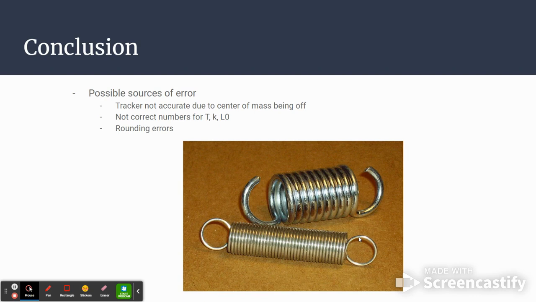Conclusion of the lab, possible sources of error: Tracker not accurate due to the center of mass being off when you're tracking it. Also, incorrect numbers could have happened in calculations for T and k and the relaxed length of the spring. And there could also have been some rounding errors.